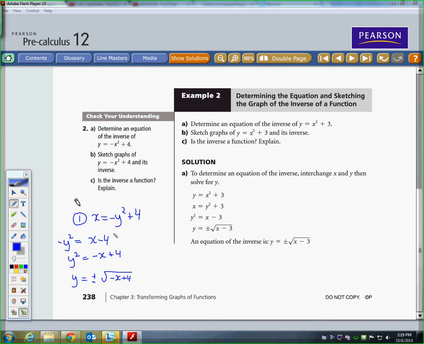So we should sketch the graph of these two things. Well, first of all, if we sketch the graph of y is equal to minus x squared plus 4, you kind of already know that this parent function looks like this. Because it's negative, it opens downwards. Because of the plus 4, it's going to start at 0, 4. So my original function kind of looks like that, doesn't it?